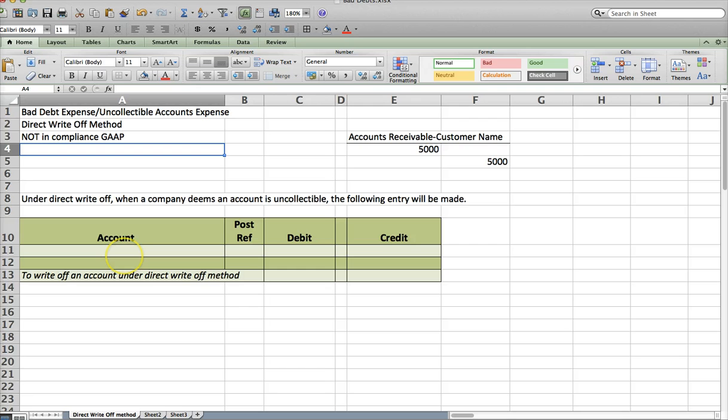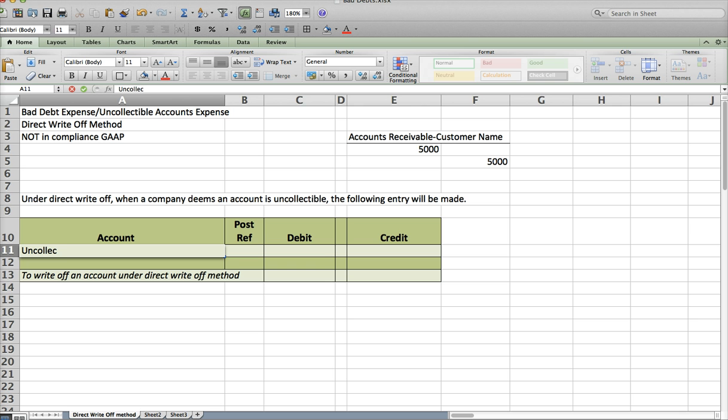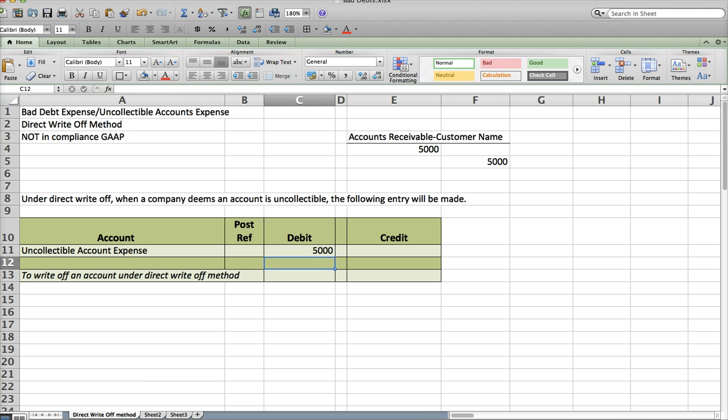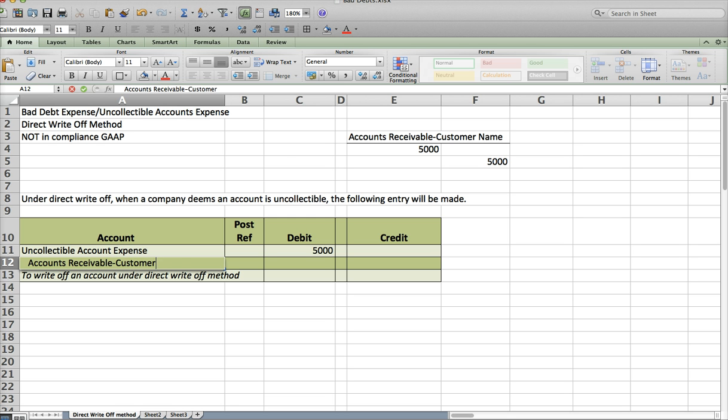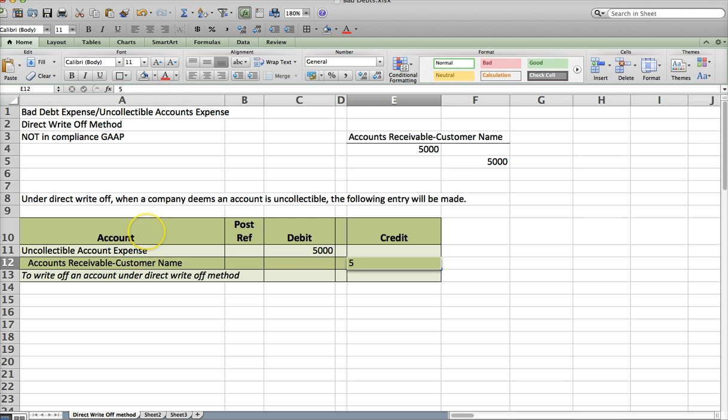When a company decides that an account is uncollectible, they are going to simply debit uncollectible expense for $5,000. We'll just go ahead and use that example. And they're going to credit accounts receivable, the customer name, because they're no longer going to attempt to collect this, and they don't need to show it as an asset on their books anymore because they don't believe that they're going to receive it.